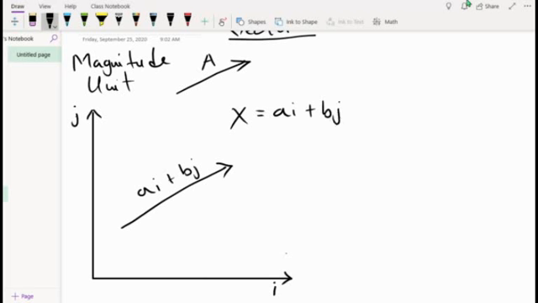When we are asked to find the magnitude of this vector, what we are simply asked to find is the length of this arrow, from this point to this very point. That is what magnitude means.